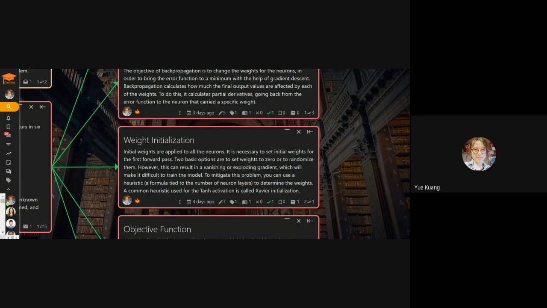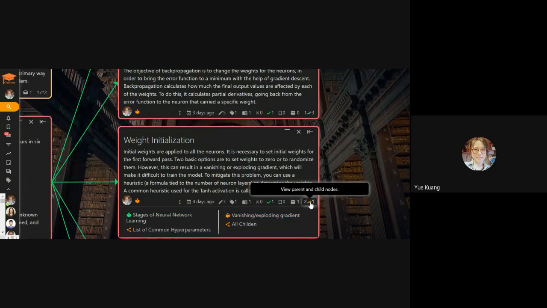To mitigate this problem, you can use a heuristic, a formula tied to the number of neurons to determine the weights. A common heuristic used for the hyperbolic tangent activation is called Xavier initialization. I didn't go deep into the Xavier initialization here, so I think in the future notes can be added to explain and introduce these kinds of initialization.